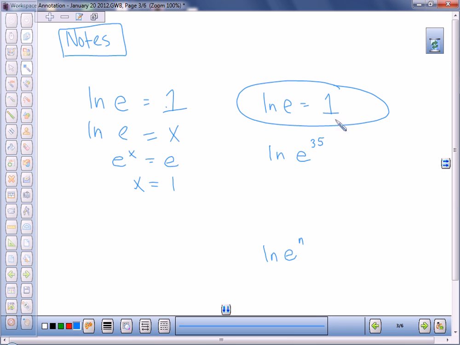Because what can we do with this power? Can it be multiplied out in front? And then what is the value of natural log of e? 1. And what is 35 times 1? 35. So natural log of e to the 35th simplifies to 35. So anytime we have the natural log of e raised to any power, what does it simplify to? 1 times that power. So just the power.